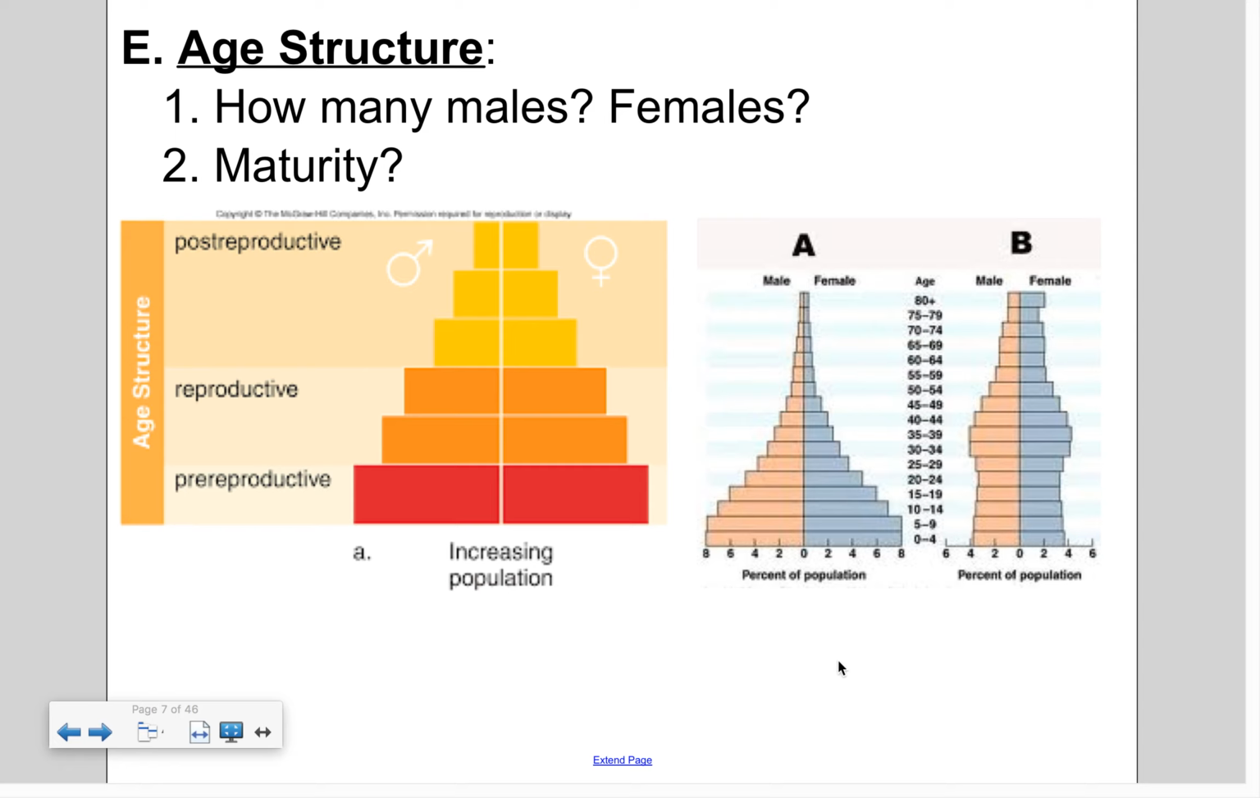And later on in this chapter, it's either this chapter or the next chapter, we'll take a look at countries. Maybe it's the last section, actually, of this chapter. We'll take a look at different countries and their age structure and kind of tell the story of what's going on in their country.